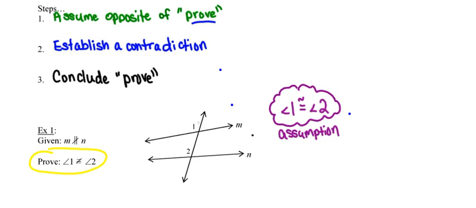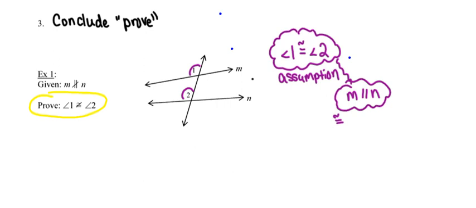Once I've made the assumption, I can mark it in the diagram. I can't help but notice that in this diagram, angles 1 and 2 are corresponding angles. So at this point, we have a pair of congruent corresponding angles. And you should know from your study of parallel lines that congruent corresponding angles tell us that lines M and N must be parallel to each other, because anytime we have congruent corresponding angles, that means our lines are parallel.